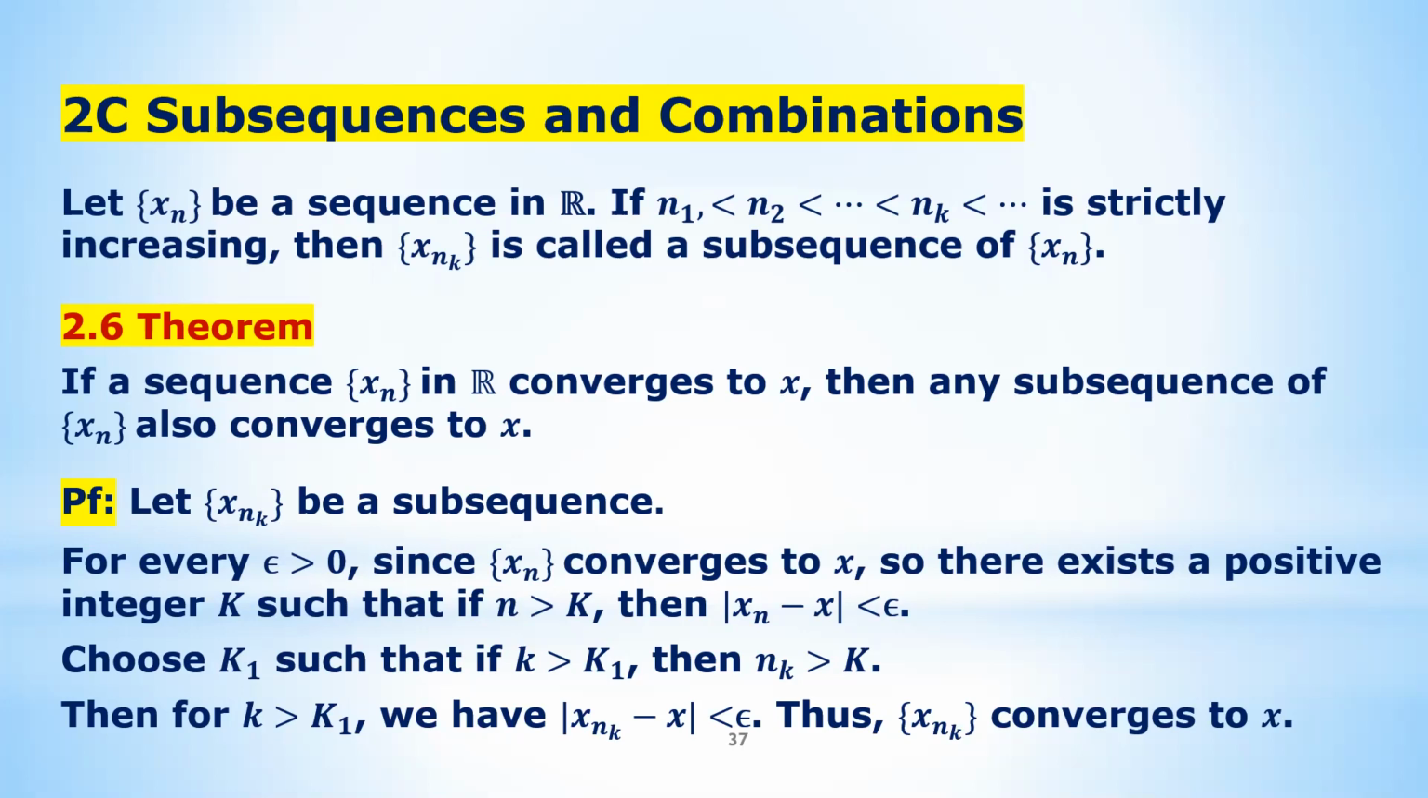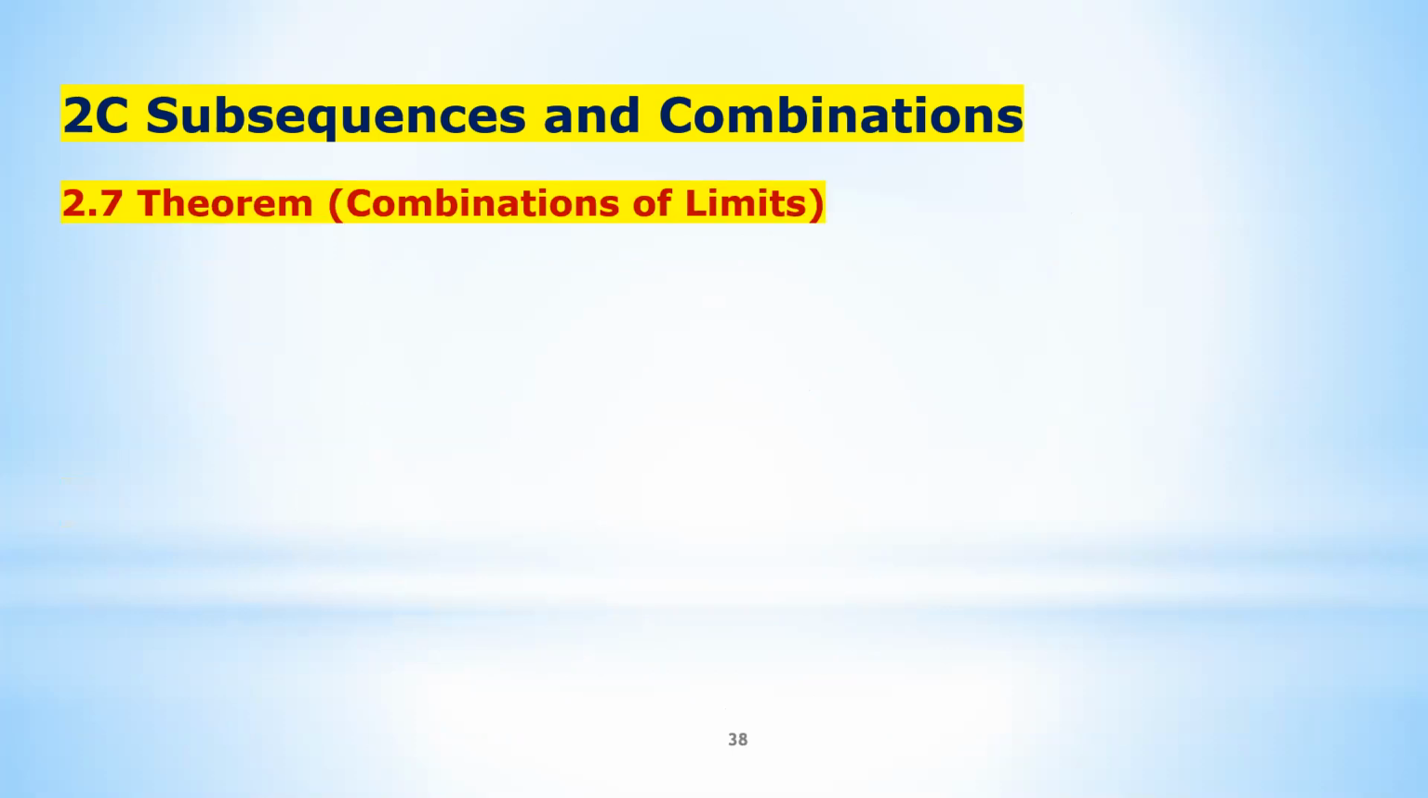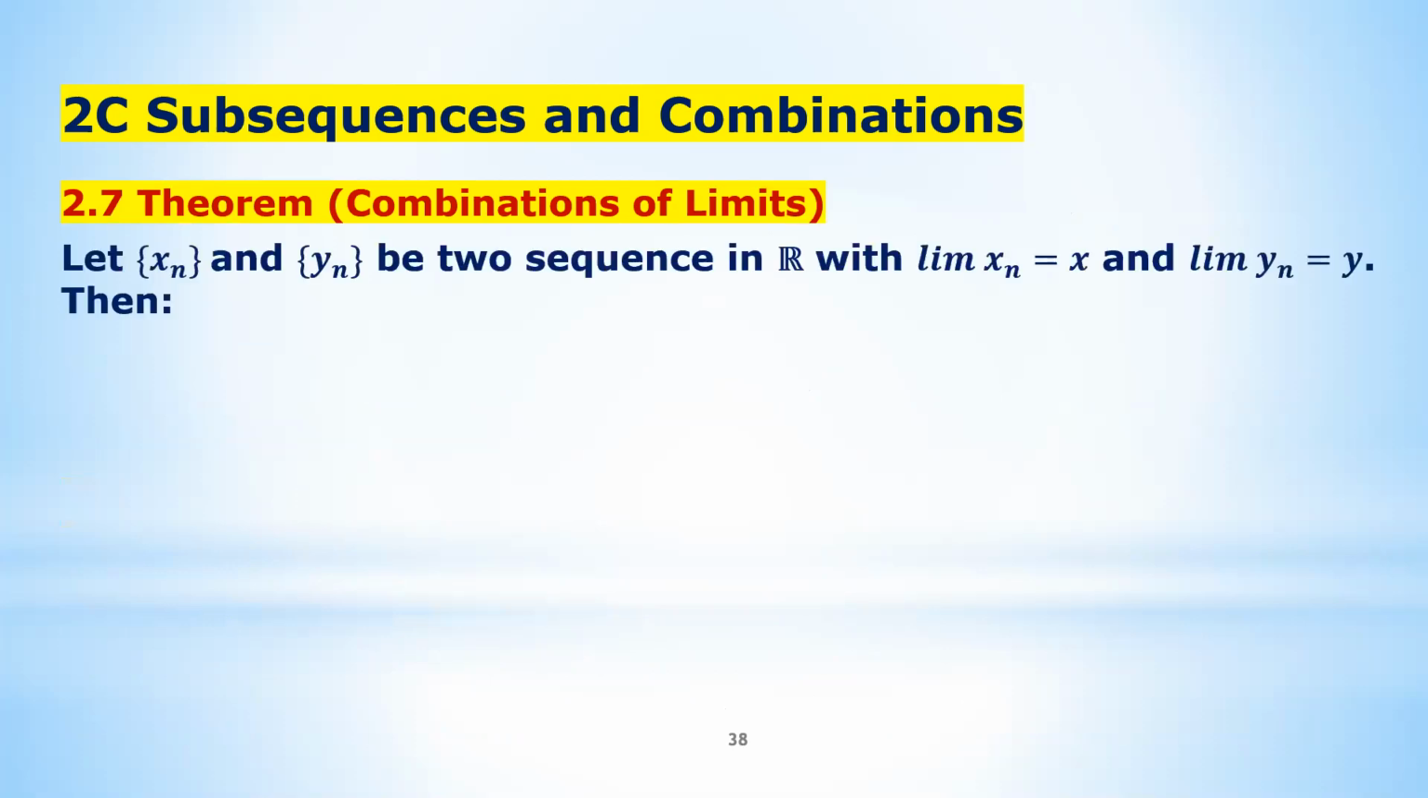So for section 2C, subsequence is just one thing I want to mention briefly, to prepare ourselves for a later section. The main thing in this section is to consider combinations. What do I mean by combinations here? There's one big theorem we need to prove one by one. It's about combinations of limits. What does it mean?